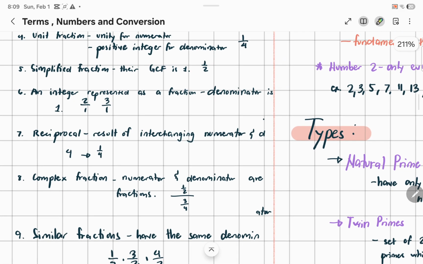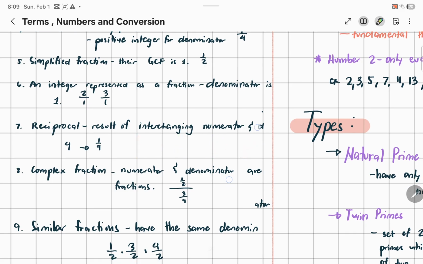Next, we have the reciprocal, the result of interchanging the numerator and the denominator. So for example, here we have the 4. From what we've learned, 4 has a denominator of 1 automatically. So if we reciprocate that, interchanging these two numbers, we will have 1/4. If you have 5/3, you will just interchange it to 3/5.